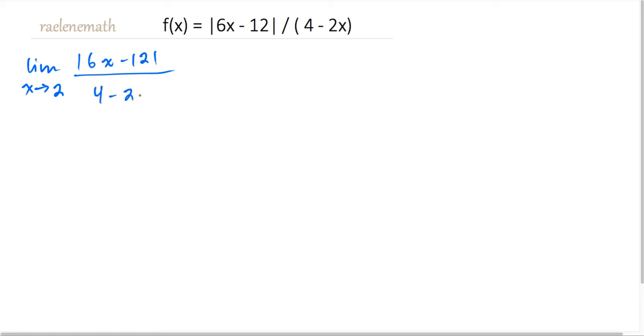The first thing we want to do for every limit expression is to work out the function value. What happens on this graph when x is equal to 2, to the y-coordinate? So we substitute the 2 in for x, and we get the absolute value of 12 minus 12, which is 0, divided by 4 minus 4, which is 0. And this is indeterminate.